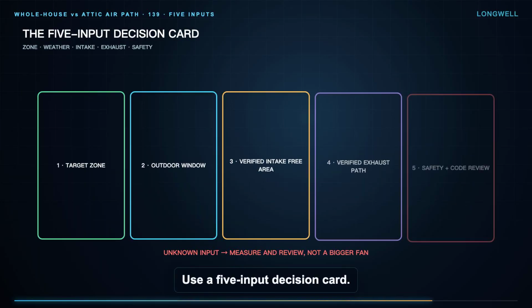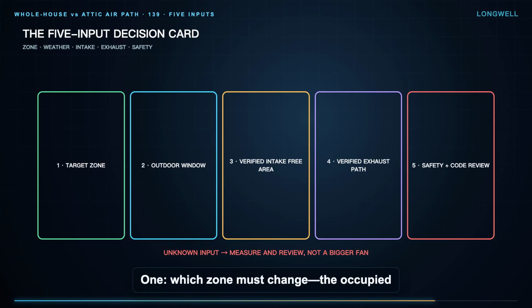Use a 5-input decision card. 1. Which zone must change, the occupied rooms, the attic, or both? 2. When is outdoor temperature, humidity, and air quality acceptable? 3. Where will replacement air enter, and what is the verified free area? 4. Where will air leave, and is the attic or roof path adequate? 5. What combustion, electrical, structural, moisture, fire, and code checks apply? If any answer is unknown, the next step is measurement and site review, not a bigger fan.